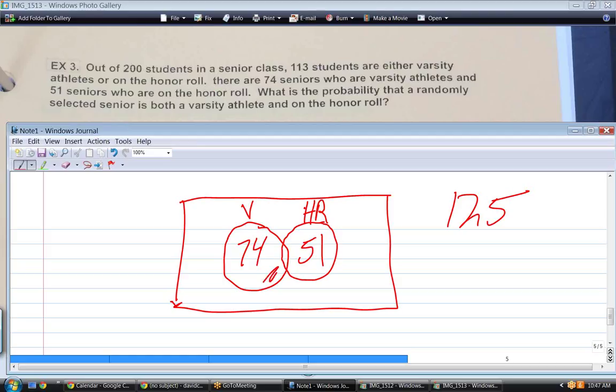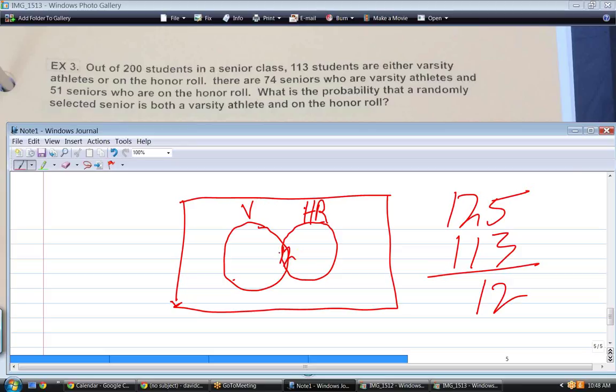Which means that if I shade in everywhere where it's not the overlap, that has to total 113. Which tells us the overlap. There's 12 that are both. So now we can fill in everything. We know there's 12 there.